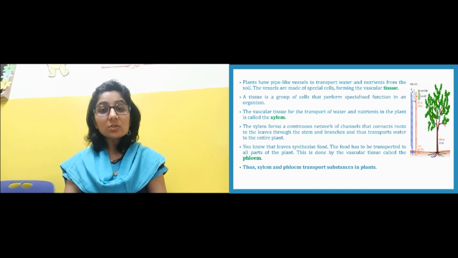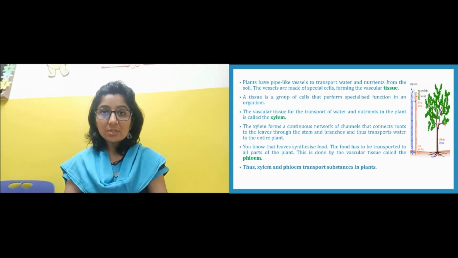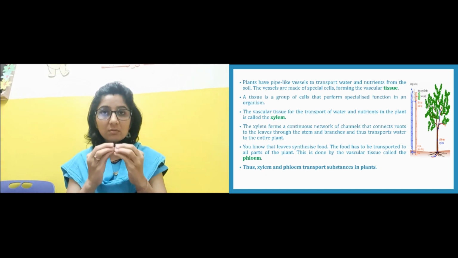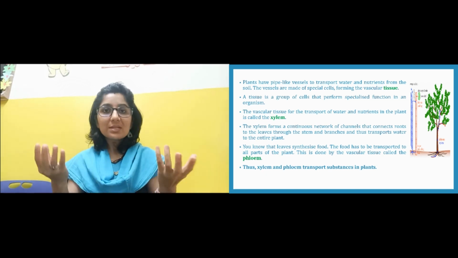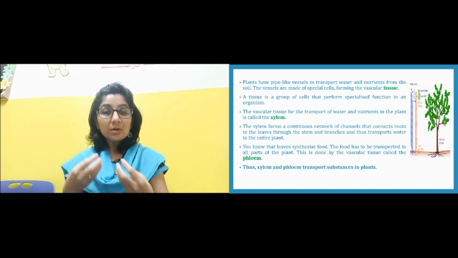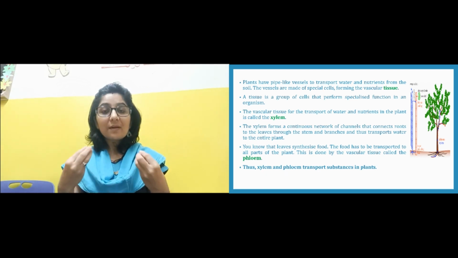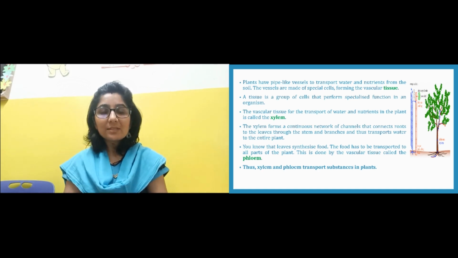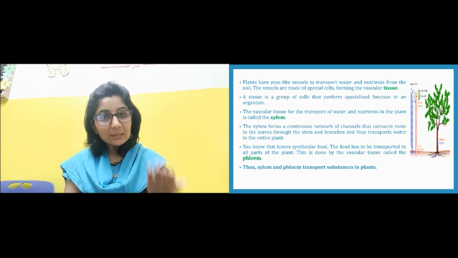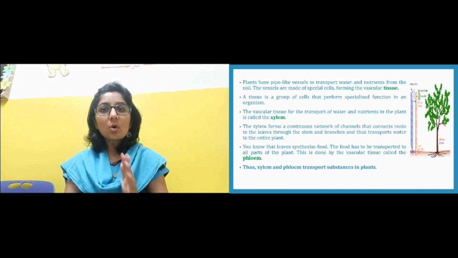Now the food which is produced in the leaves by photosynthesis also has to be transported from the leaves to the stem and to other parts of the plant. How will it be transported? It will be transported with the help of another vessel that is called the phloem.